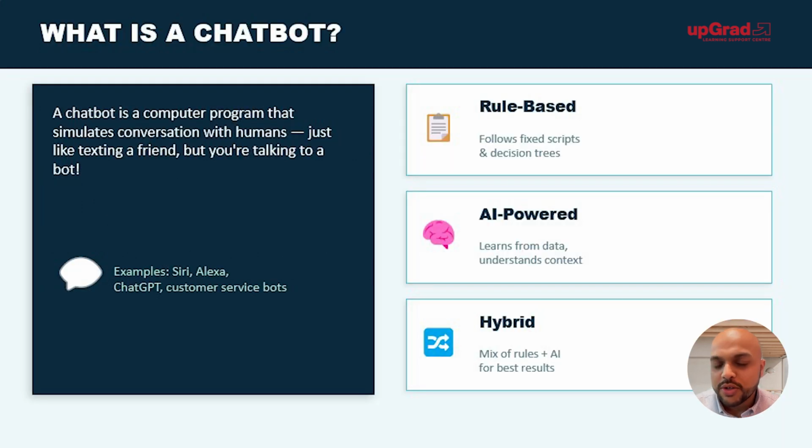There are three types of chatbots. First is rule-based bots. They follow a fixed script. If you say X, they respond with Y. Simple but limited. Then we have AI-powered bots, which use machine learning to understand context and generate smart replies. Hybrid bots are a mix of both: rules for common questions, AI for complex ones. For this video, we'll build a rule-based bot first. It's a perfect foundation. Once you understand the basics, upgrading to AI is just a few extra steps.